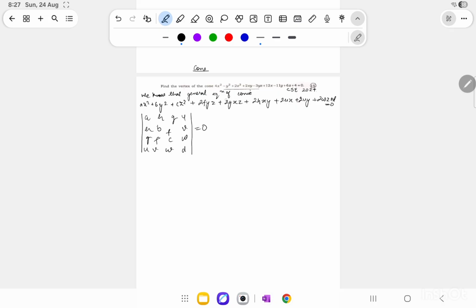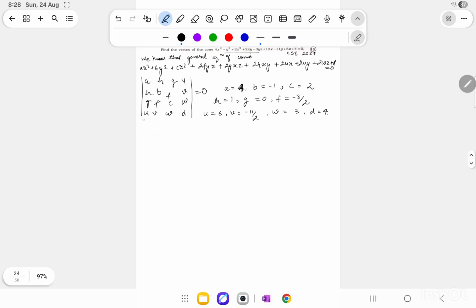So what we'll do is compare the given equation of the cone with the general equation of a conic and substitute the values of A, B, C, D and the other coefficients. If we compare, we get A as 4, B as minus 1, C as 2, H as 1, G as 0, F as minus 3 by 2, U as 6, V as minus 11 by 2, W as 3 and D equal to 4. We'll put these in the determinant and see if it comes out to be 0.